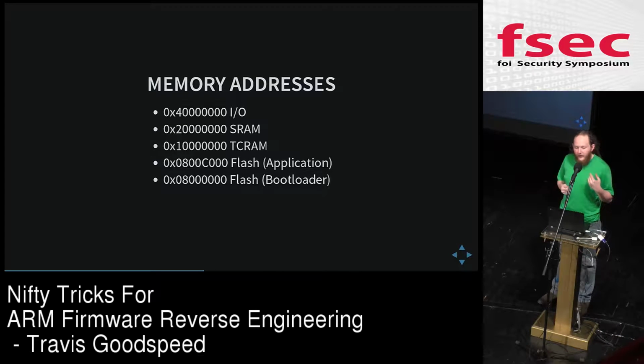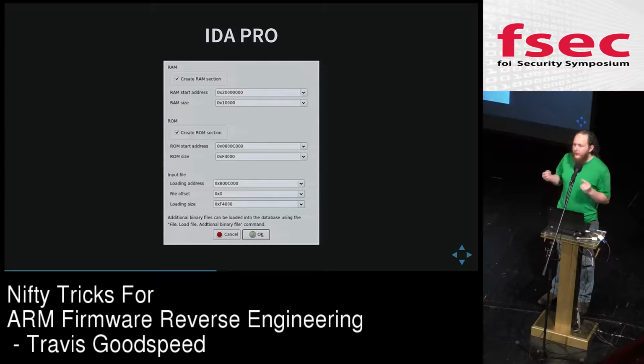You'll also find that anything that begins with a 08 is in flash memory, and because the first 48K are taken by the bootloader, the actual application begins at 0800C000. You can then load it into IDA Pro as a binary image beginning at a known address for a known architecture, which is ARM little endian 16-bit. 16-bit refers to the instruction width, not the register width. So this is still a 32-bit CPU. It's just in the denser instruction mode.